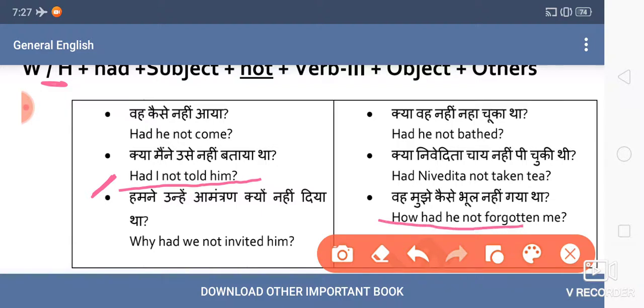And let's see this sentence. How had he not forgotten me? So how, then auxiliary verb had, then subject he, then not, and not is before the main verb. So how had he not forgotten me? Though generally, in rare of the rare cases, we frame sentences which are interrogative and negative also. But yes, we frame them whenever we require. So we are practicing this sentence as well.